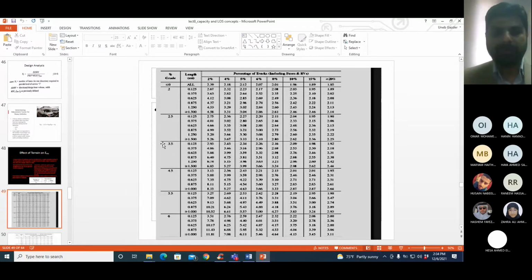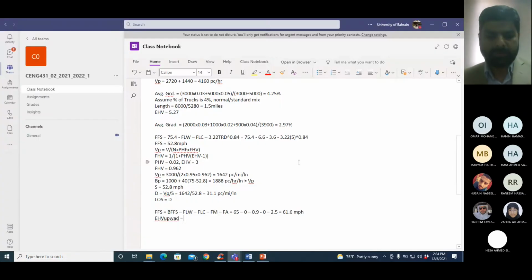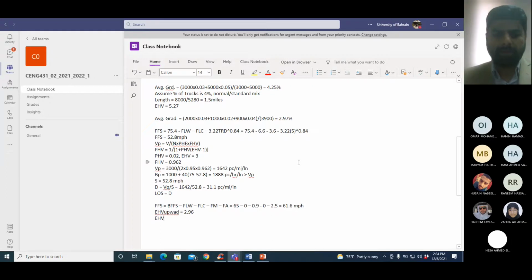The value of gradient is 3.5%. These values are all upward. The length is 1.25 miles, and 10% trucks is this one. So the factor is 2.96. Then EHV for downward.